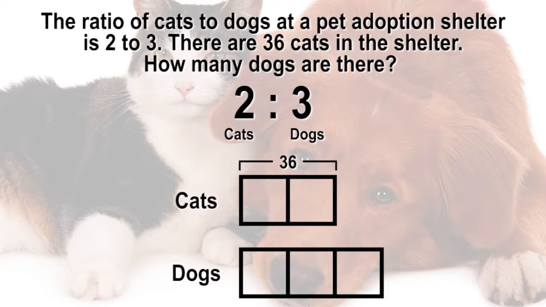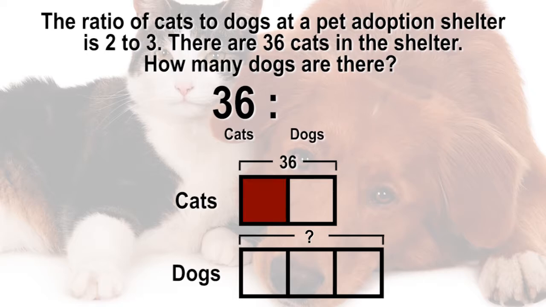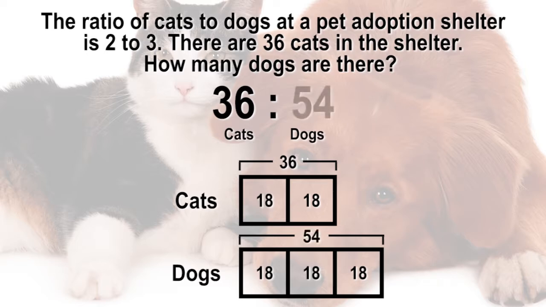The problem asks us to find the number of dogs, so let's draw a question mark by the dogs to remind us the answer we are looking for. If there are 36 cats, what would be the value of 1 unit for cats? We need to find 1/2 of 36, which is 18, so let's record that in each of the boxes. Now we can find how many dogs there are by multiplying 3 times 18, which is 54. There are 54 dogs in the shelter.